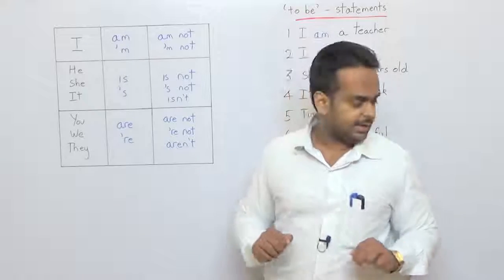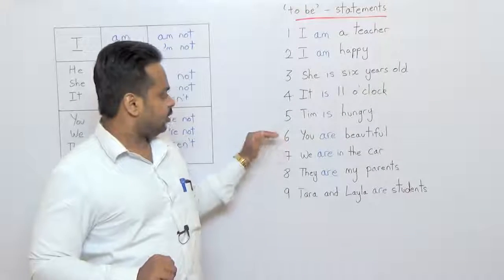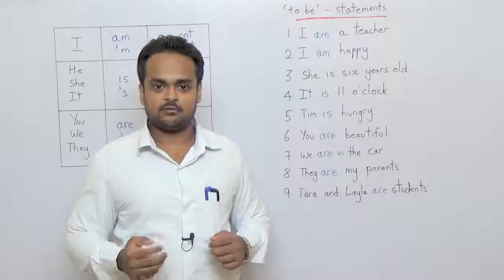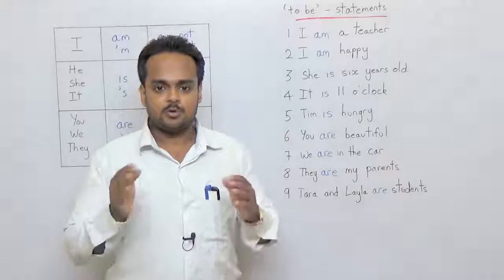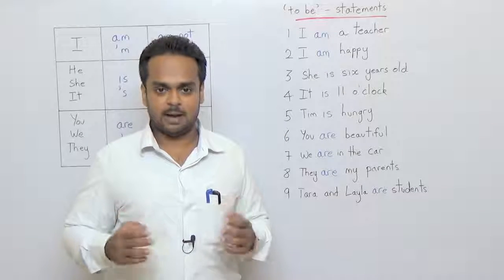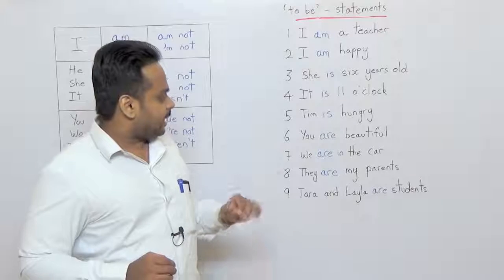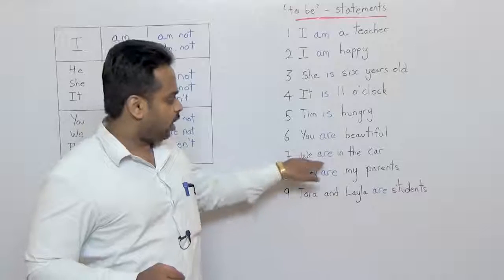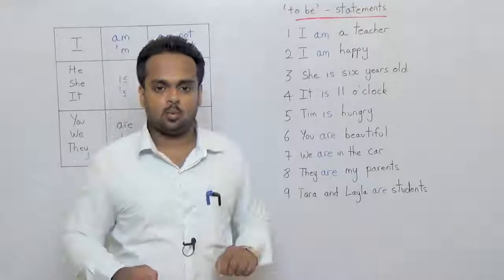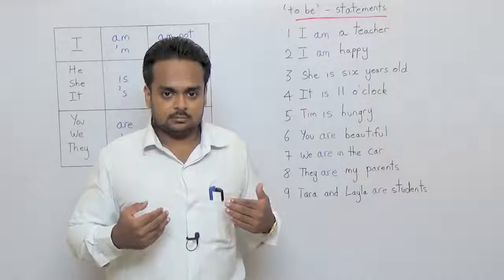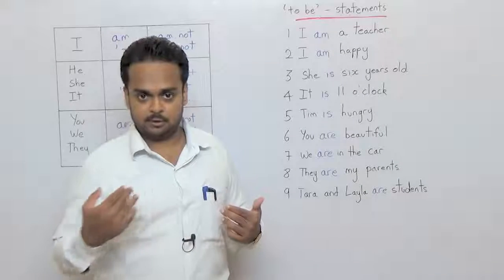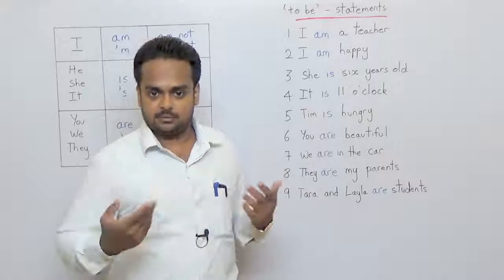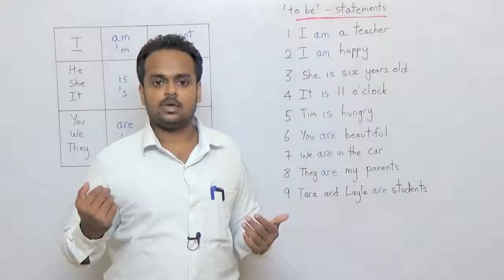Now, if the subject is you, we, they, or any plural noun, then we will use are. Like in these examples, you are beautiful. This is a very nice thing to say to someone. If you tell someone, hey, you are beautiful, that person will feel very happy. In example number 7, we are in the car. We're using are because the subject is we. This means that me, or I, and some other people, so more than one person, this is plural. Me and the family, for example, is we. We are in the car.